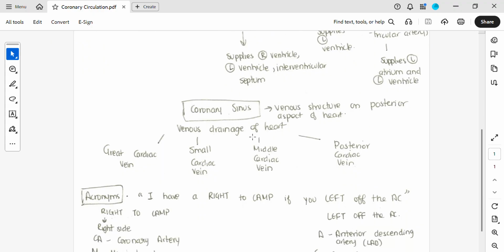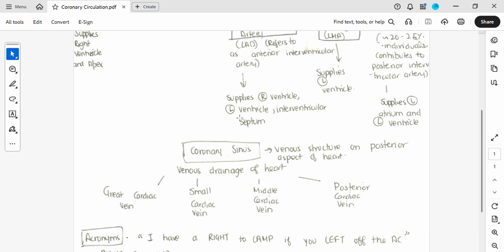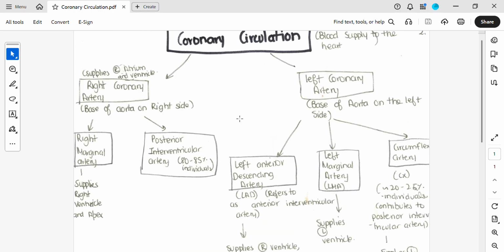Coronary sinus: when you think of coronary circulation, we think of oxygenation, right? And we also need to think of deoxygenation. So the coronary sinus does that deoxygenation part, where it drains the heart. It drains via the great cardiac vein, small cardiac vein, middle cardiac vein, and posterior cardiac vein. All of these veins drain into the right atrium, and this structure is located on the posterior aspect of the heart. So I hope you enjoyed this and understand a basic summary of how the coronary circulation works.